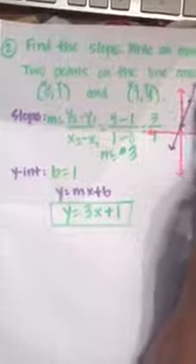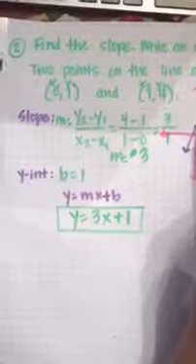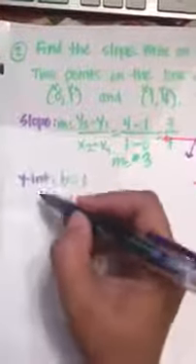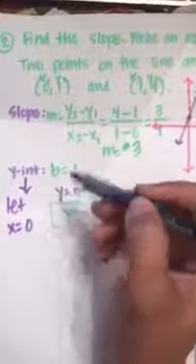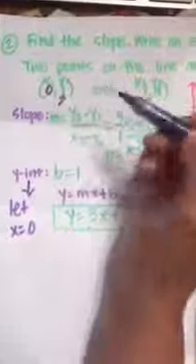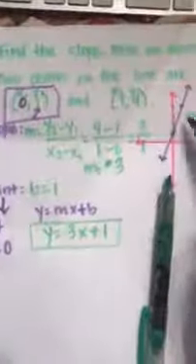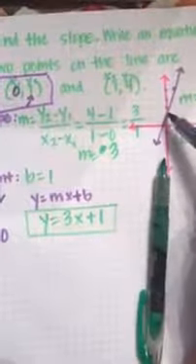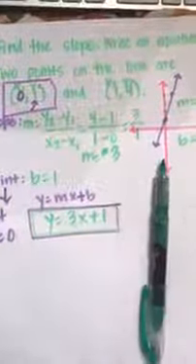Or we can find the slope by looking at the graph, and we can find the y-intercept by looking at the graph. Or to find the y-intercept, you let x equal 0. And here in this point, x is 0, so we know that the y-intercept was 1. So you can find the y-intercept by looking at that point where x is 0, or by looking at where the graph crosses the y-axis. Then your equation is y is equal to 3x plus 1.